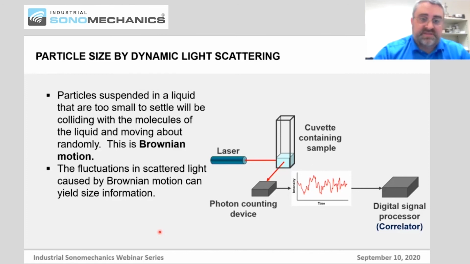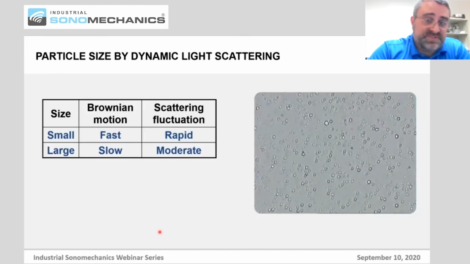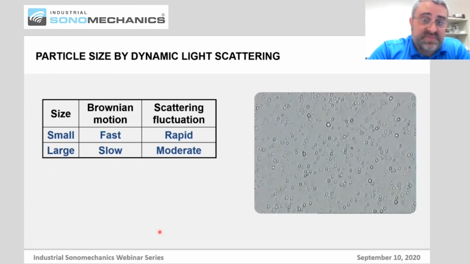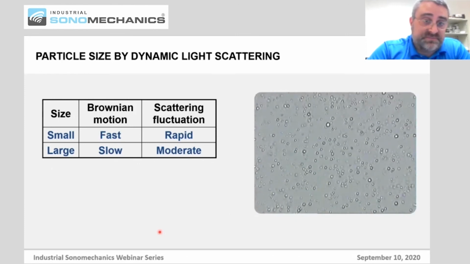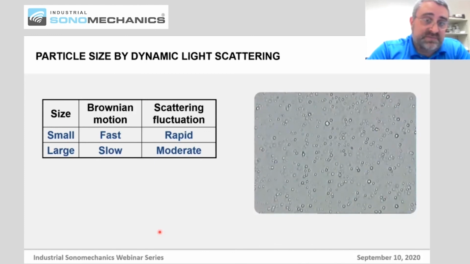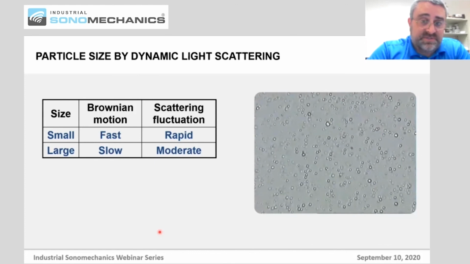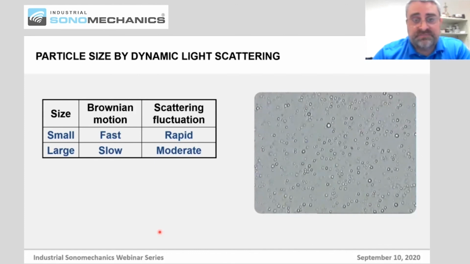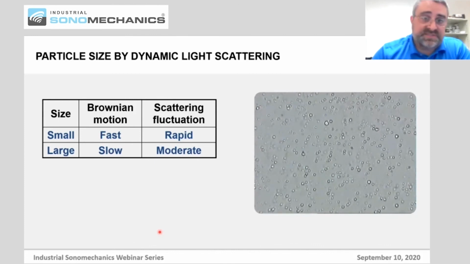The idea is we're looking at how the light scatters and how it fluctuates over time periods. Small particles move fast in Brownian motion because of their relative size to the water or liquid molecules, and that causes a rapid scattering fluctuation. If the particles are larger, relatively speaking, the Brownian motion tends to be slower and you get a more moderate fluctuation. So this is how we can correlate the scattering fluctuation back to a size.